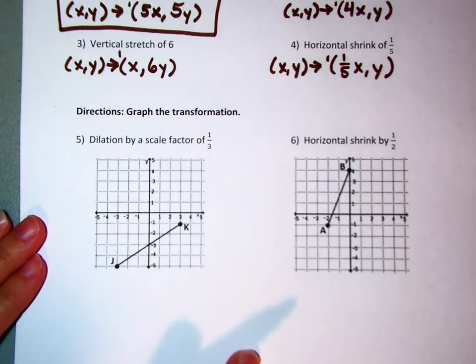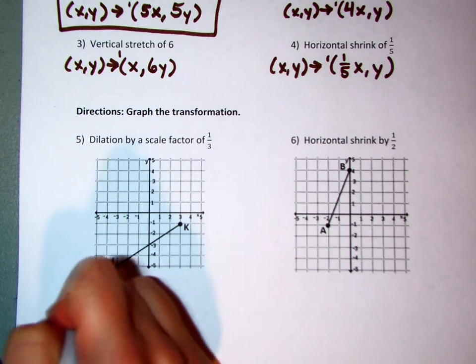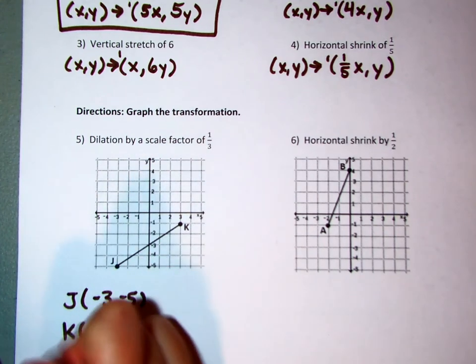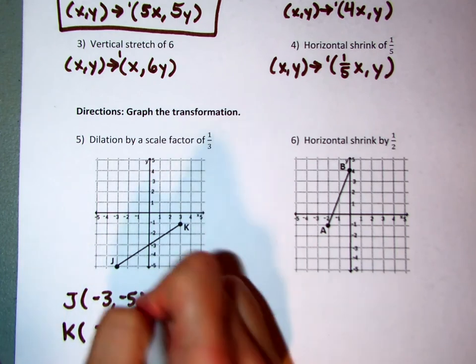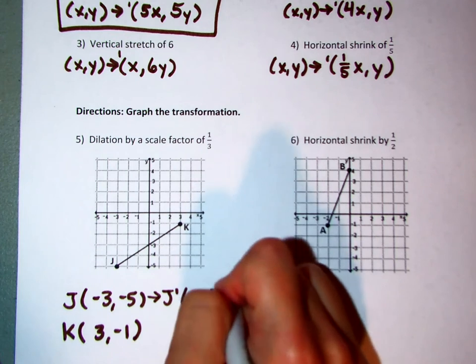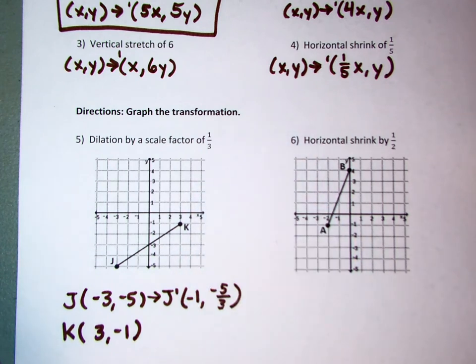Numbers 5 and 6, it says that we're going to graph the transformation. So in number 5, we did a dilation of a scale factor of 1/3. To do that, what you want to do is take your J, which is at -3, -5, and take your K, which is at 3, -1. And we're going to multiply both the x and the y by 1/3. When we do 1/3 of -3, that's -1. And when we do 1/3 of -5, that's -5/3, or otherwise known as -1 2/3.